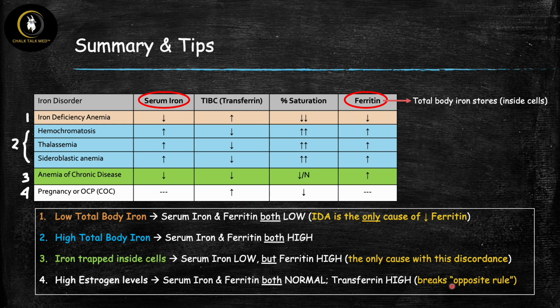And therefore, based on this, now you can see that here this breaks the opposite rule. The opposite rule was that when transferrin goes up, ferritin goes down. But remember, this is independent, so you have a high transferrin and a normal ferritin, and the only condition that causes this is high estrogen levels.